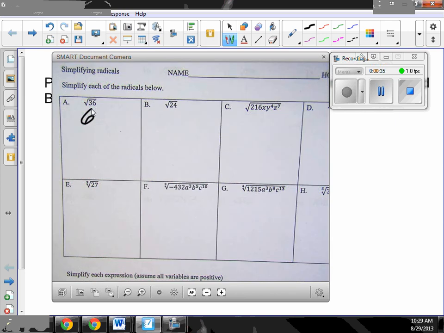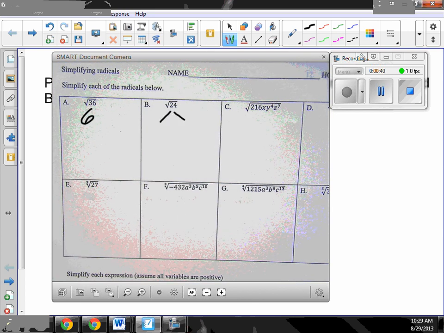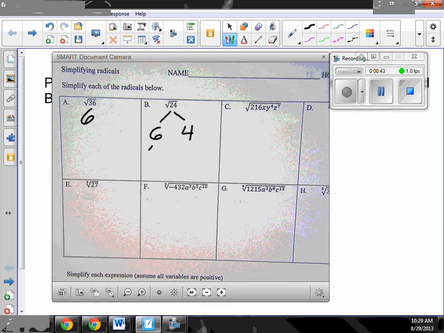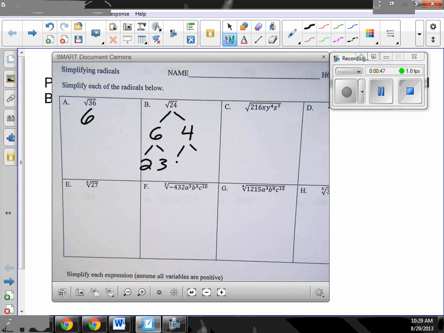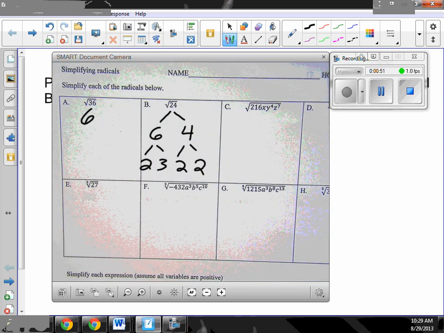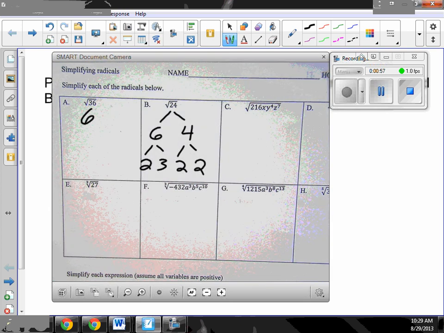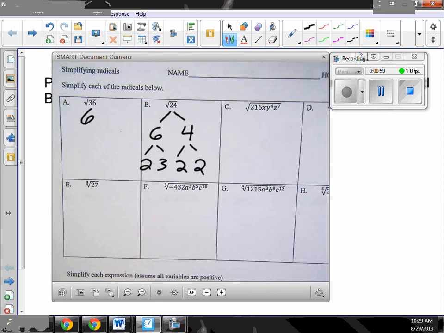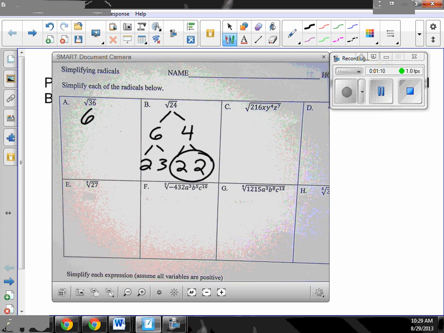Chad? No. We're going to factor it. 6 and 4, 2 and 3, 2 and 2. So we have 2 times 2 times 2 times 3. So in order to simplify a square root, we're looking for pairs. Do we have any pairs? We have a pair of 2's. So we circle those 2's, and for every pair, we bring 1 outside of the square root.